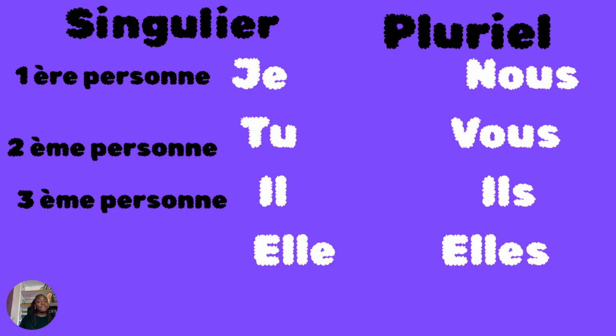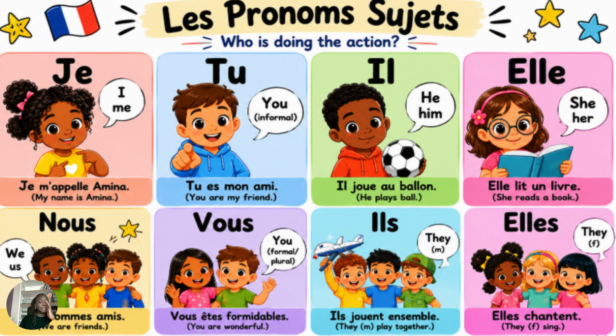Troisième personne, we have il, which means he, and the plural of il is ils with an s, and elle with an s, elles. Now let's understand the subject pronouns.